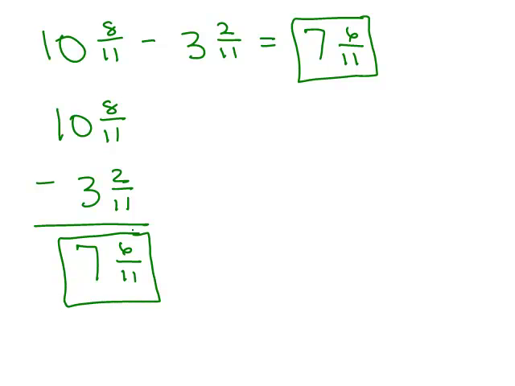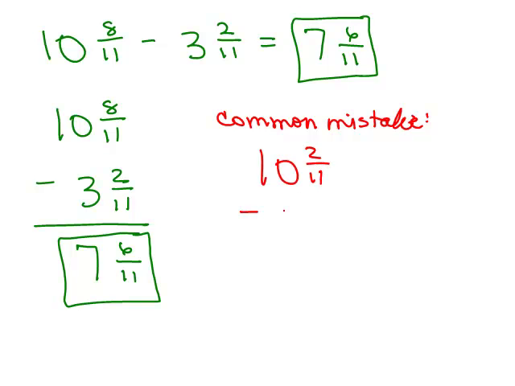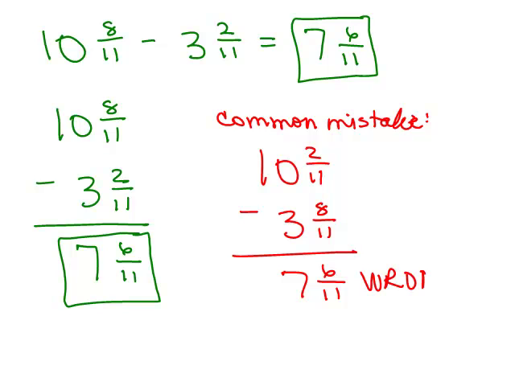Watch out for this common mistake. If the problem was 10 and 2/11 minus 3 and let's say 8/11, some people write 7 and 6/11. That's wrong. 2 minus 8 is not 6. So you got to be careful. That's not the way to do that problem.